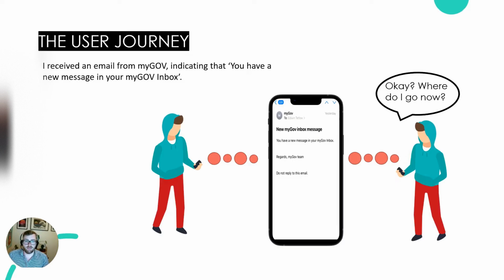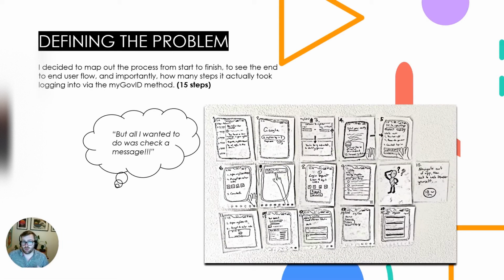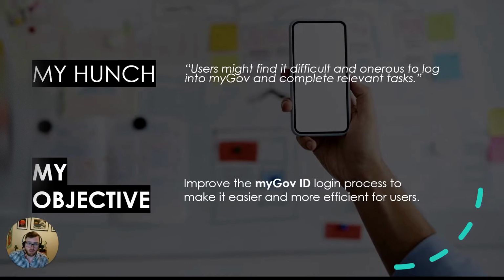The same question is probably asked by many users: okay, where do I go from now? Incidentally, I was trying to brainstorm ideas for a UX design assignment when this actual email came to me. So I decided to map out this process from start to finish, looking at how I actually view this MyGov message and how I log into MyGov. What ended up being quite an onerous process took about 15 steps to check that email, log into MyGov, and view the MyGov message. I've essentially mapped it out here, doing some lo-fi user journeys. And this is where my original hunch was born.